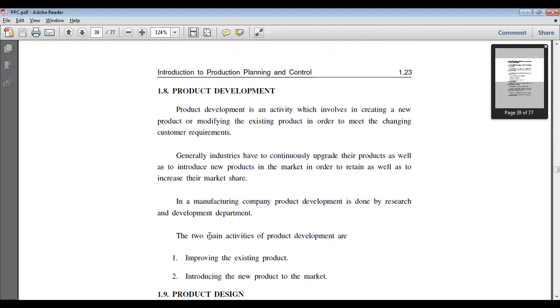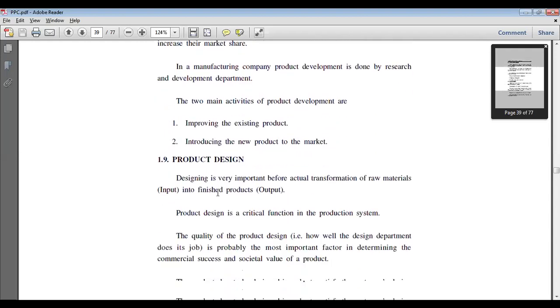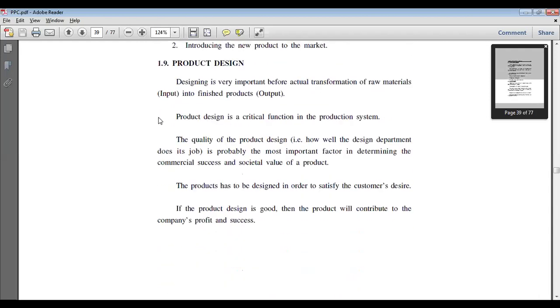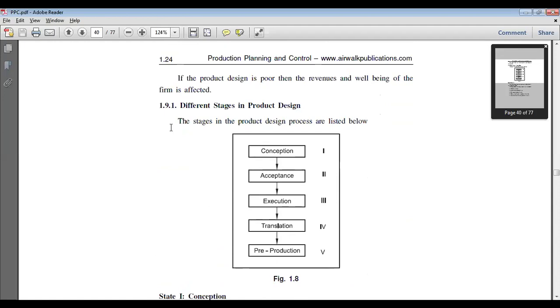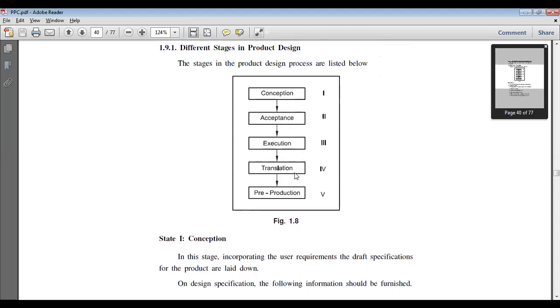Then the last one is product development. How do we develop a product? First of all, we have to design the product, and then we have to take different stages: conception, the idea in the mind of the designer, then acceptance, how it is going to be accepted, then execution, then translation, and then reproduction. These are the basic different stages for product design.